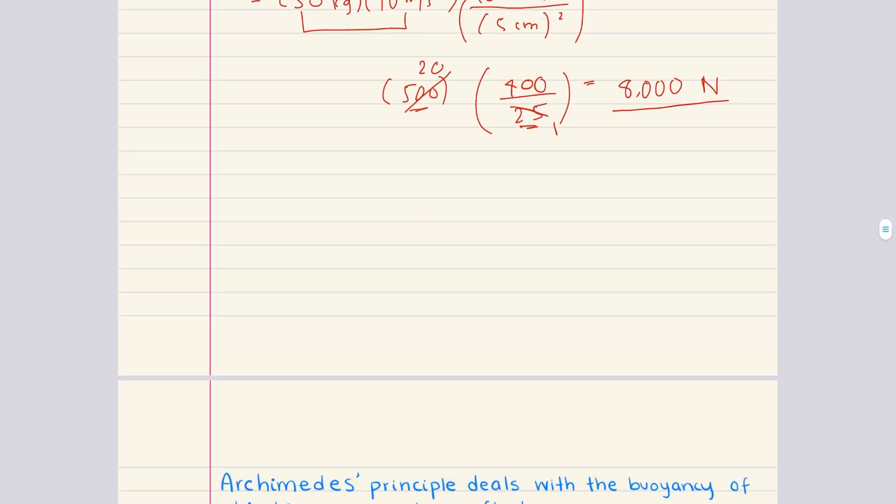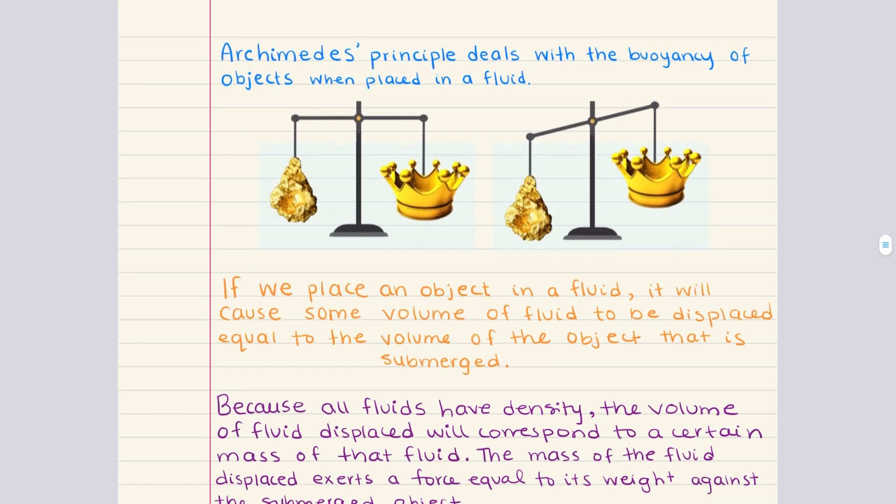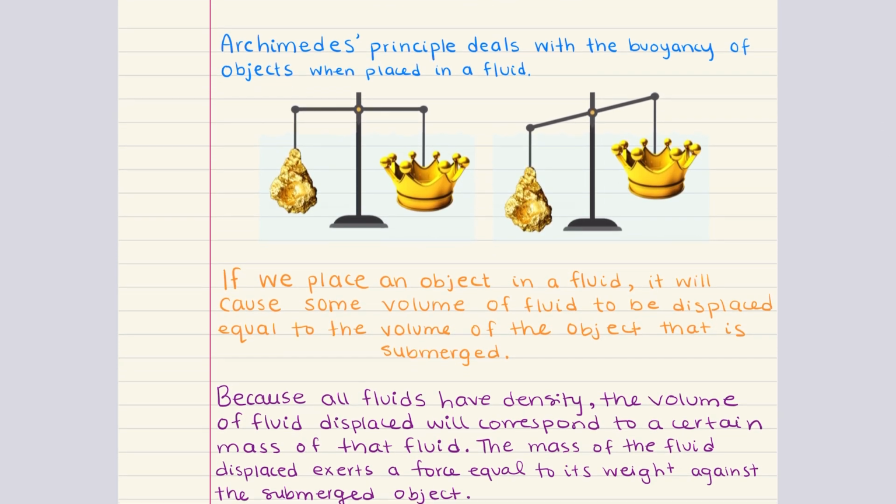Next, we want to discuss Archimedes' principle. Archimedes' principle is another important concept in physics that helps us understand the phenomenon of buoyancy. This is the upward force exerted on an object when it is submerged in a fluid, whether liquid or gas. This principle is essential for explaining why objects float or sink, and it's named after the ancient Greek mathematician and scientist Archimedes.